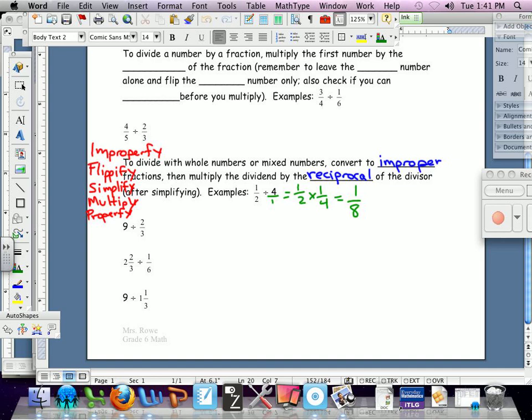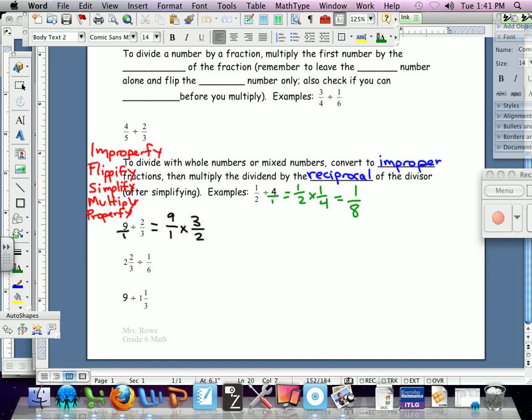Well, this next one, again, my impropify step: if I have a whole number, I can just throw it over 1. Easy as that. So now on to my flipify step already. Who can tell me what my flipify step looks like? What's my flipify step? What equivalent multiplication problem do I make, sir? 9/1 times 3/2.